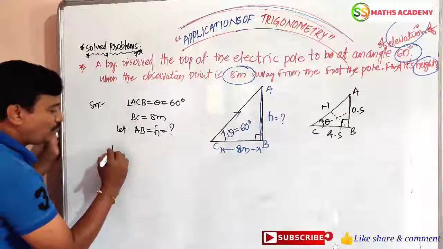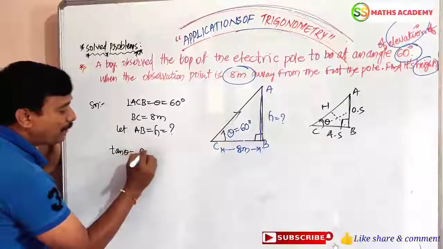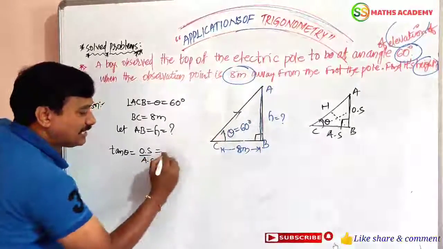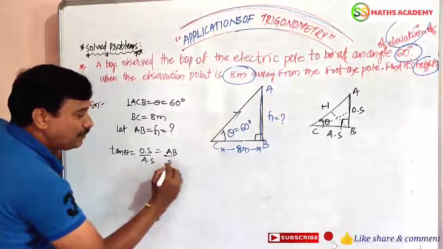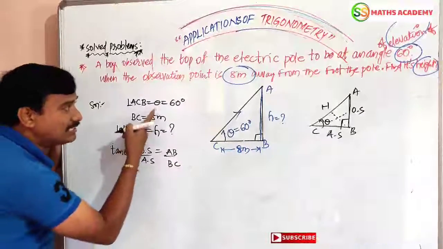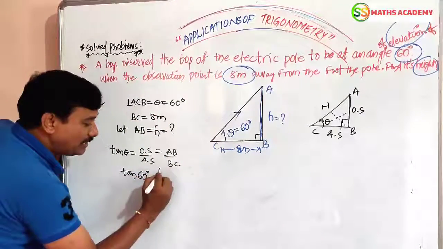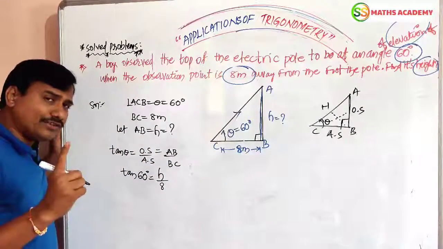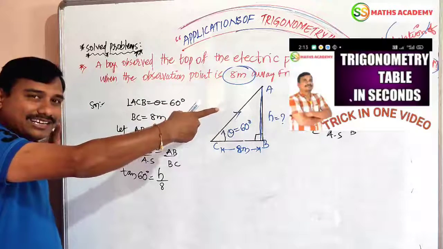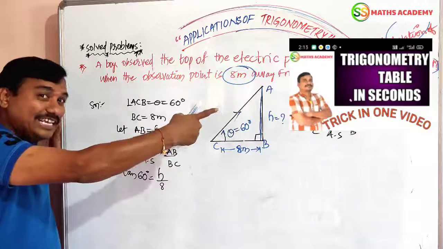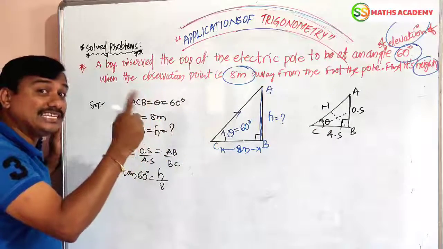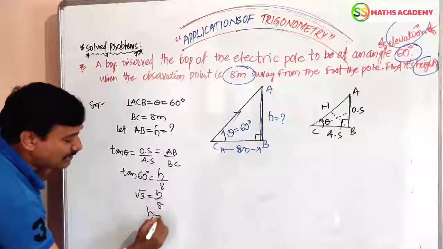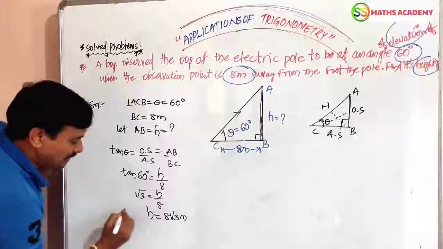Now tan theta is equal to opposite side by adjacent side. From this diagram, the opposite side is AB and the adjacent side is BC. Now theta is 60, AB we have taken as H, and BC is nothing but 8. Dear friends, tan 60, from the table, is root 3. Root 3 is equal to H by 8. Do the cross multiplication: H equals 8 root 3 meters.